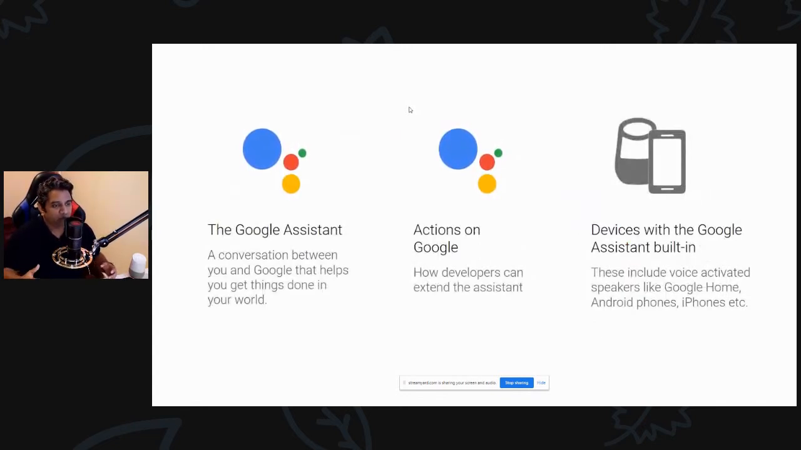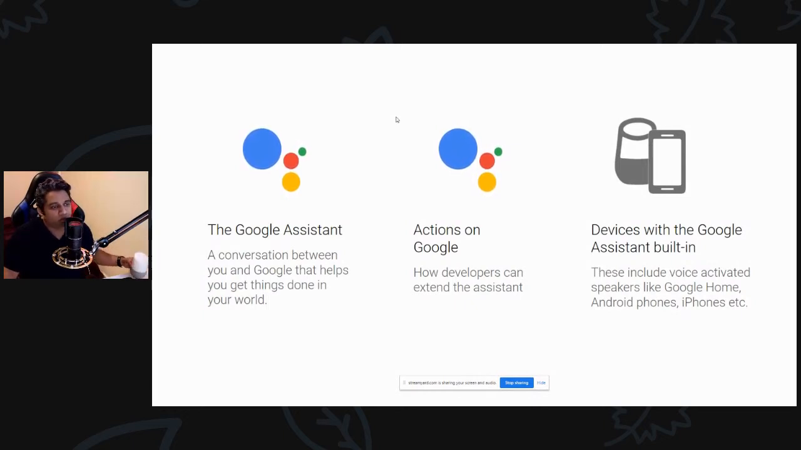So when we talk about the Google Assistant, we kind of have these three pillars. One is the Google Assistant. So what is the Google Assistant? It is nothing but a conversation between you and Google that helps you get things done in your world. And the Google Assistant is accessible across different devices. Here, we're looking at devices like this.